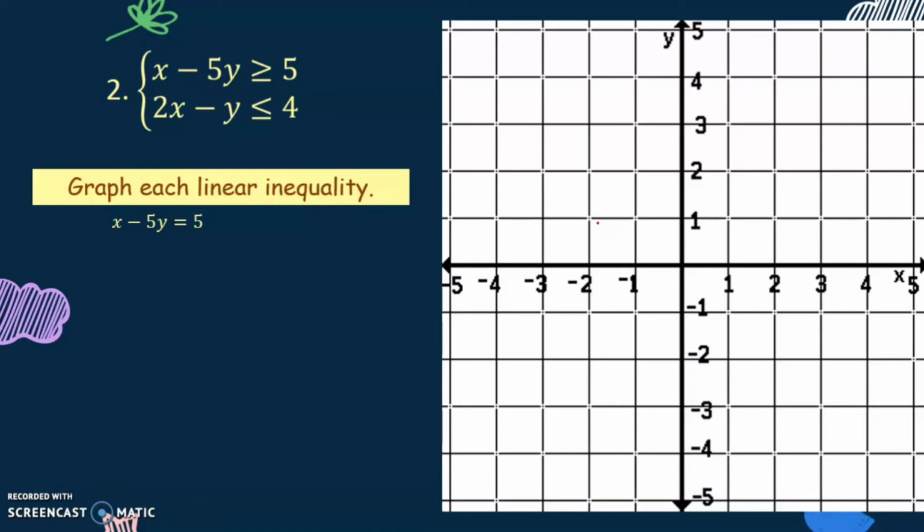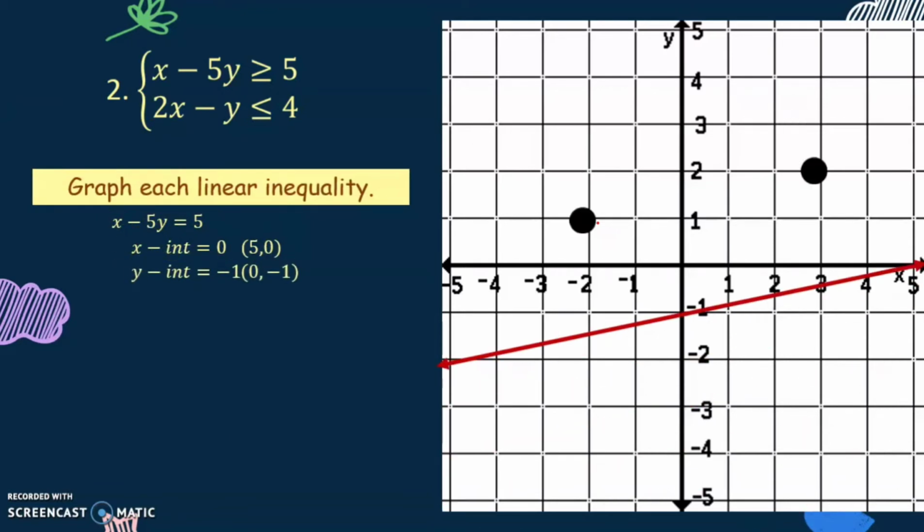Solve for x and y intercepts. So x-intercept is 5, 0, and y-intercept is 0, negative 1. Then, plot the intercepts and connect them using a straight line. We use solid line because the inequality symbol of the first inequality is greater than or equal to.